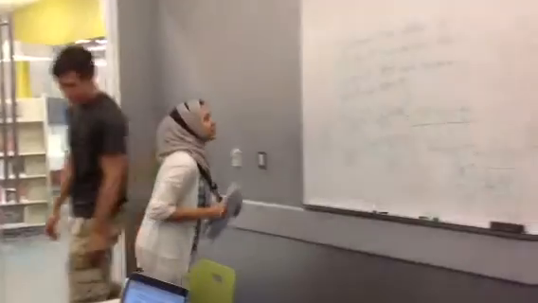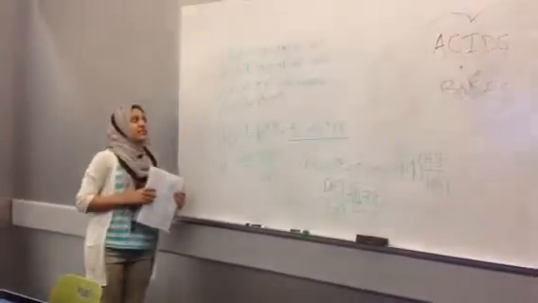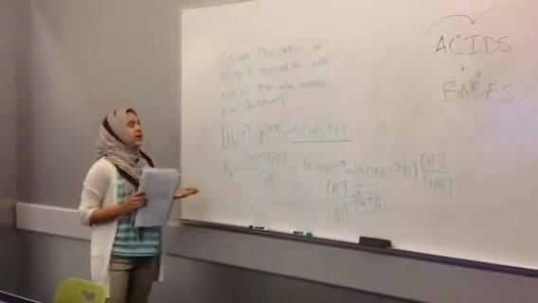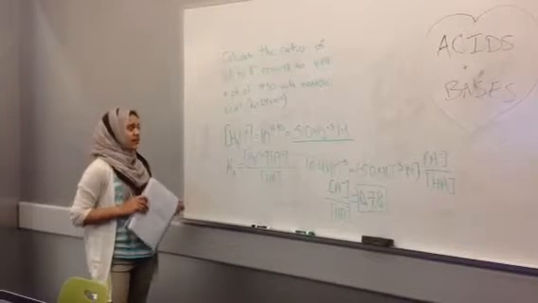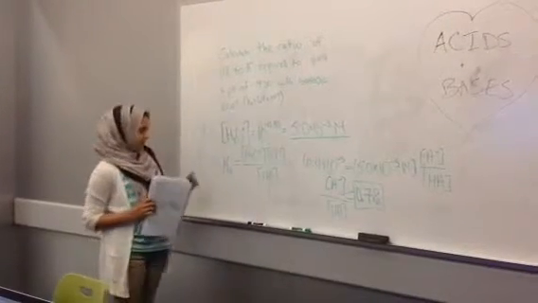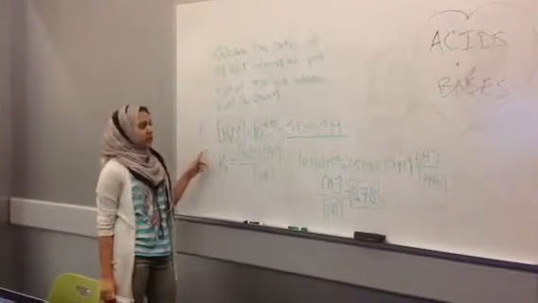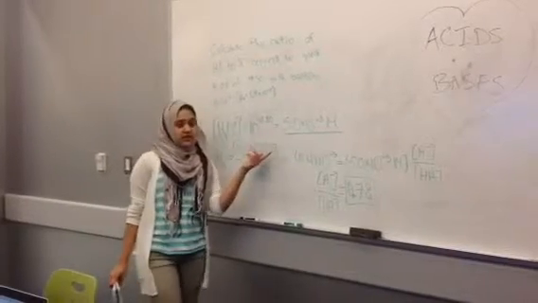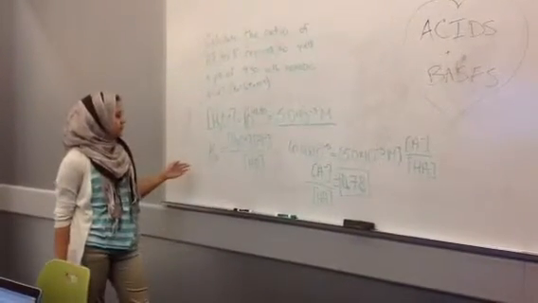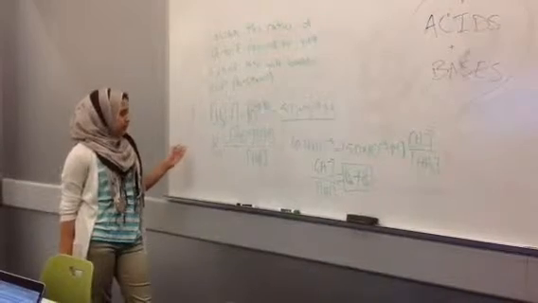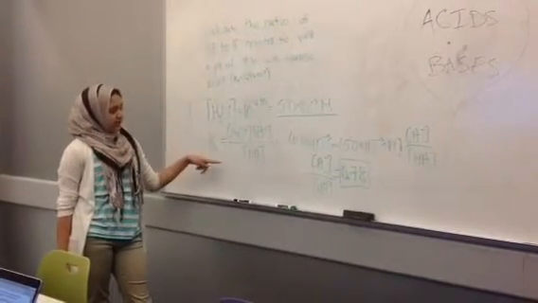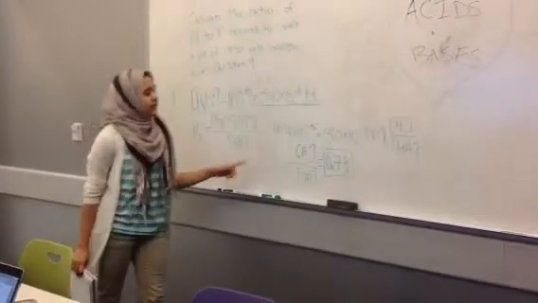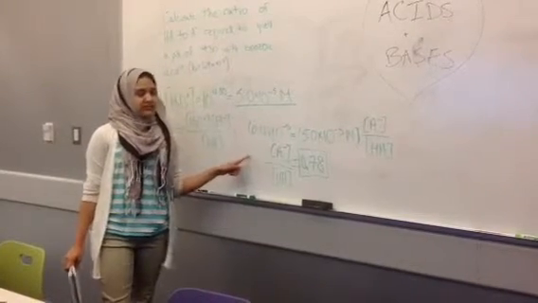Okay, so we're calculating the ratio of the acid to its salt required to yield a pH of 4.30 with benzoic acid. To do that, we first found the concentration of H3O+, which is 5.0 times 10 to the negative fifth. We then plugged that into the equilibrium expression, which is products over reactants. And once we did that, we found the ratio to be 0.78.